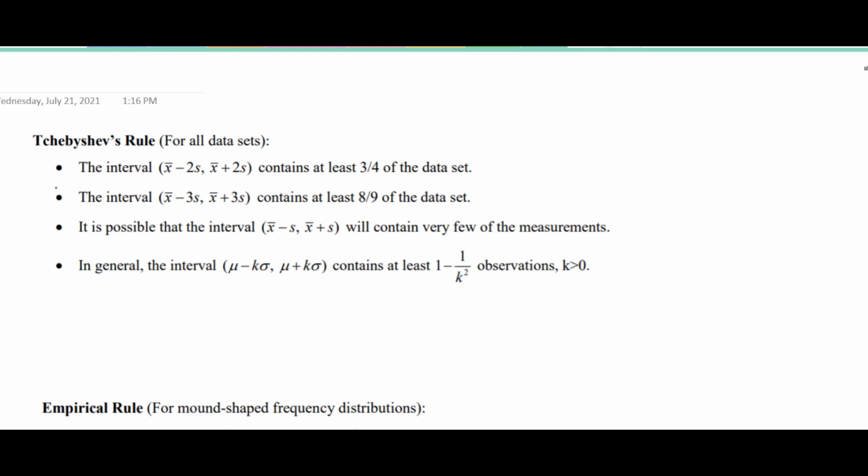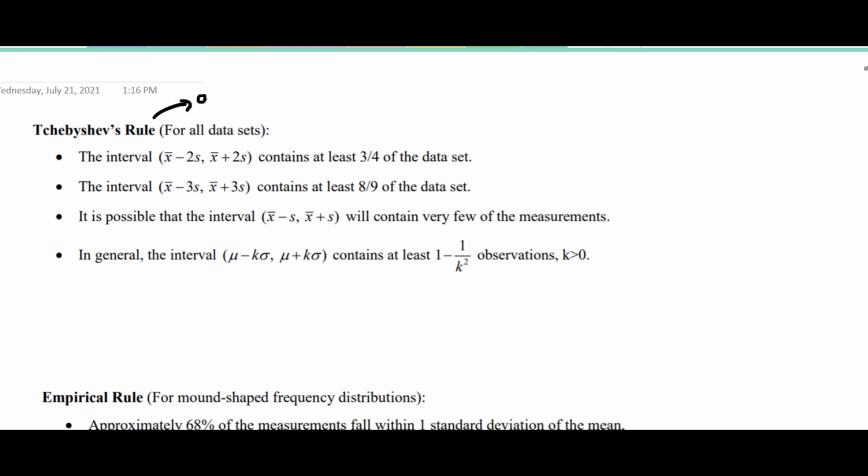There are a lot of Russian names in statistics, so I'm sorry if I'm mispronouncing this. But this rule works for all data sets. It doesn't matter their distribution or how the data looks. So this is a general rule for all data sets.